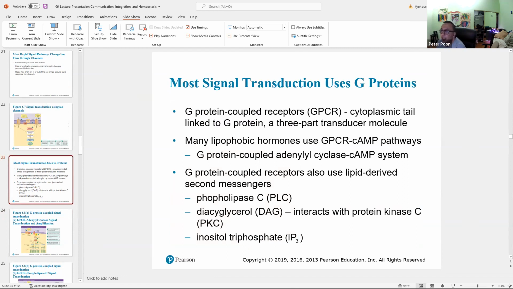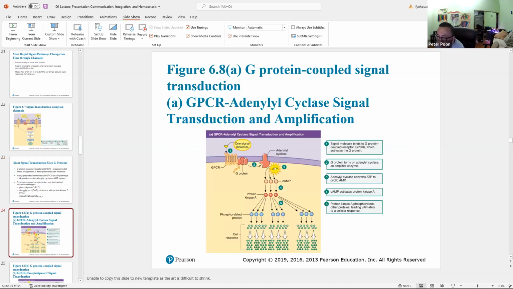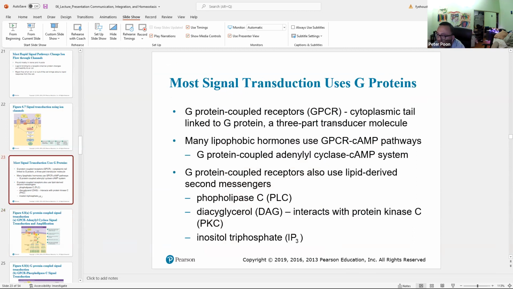One of the hardest things to understand is G proteins. So, G protein coupled receptors. So here is a G protein and a G protein coupled receptor. Remember, G proteins are usually used by lipophobic hormones. Lipophobic means that it cannot cross the phospholipid bilayer.